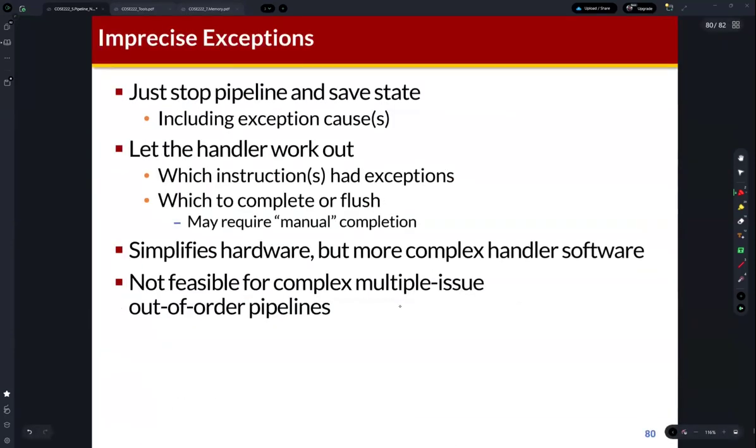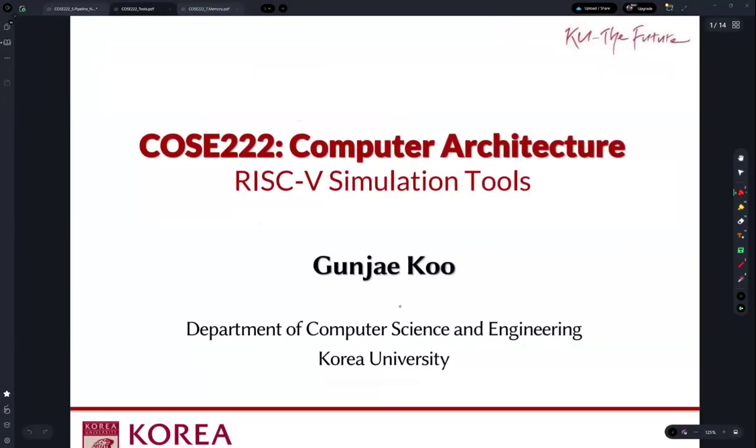Okay, so we are ending the pipeline architecture, and before moving on to the next chapter, I will briefly explain the simulators.